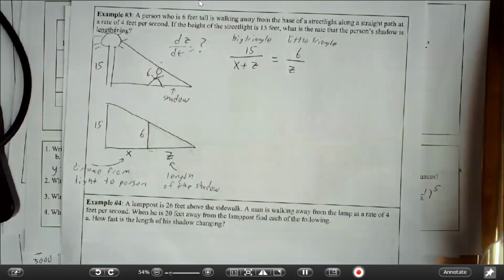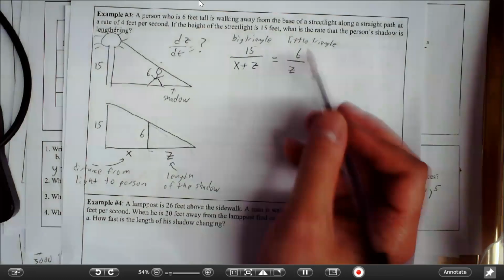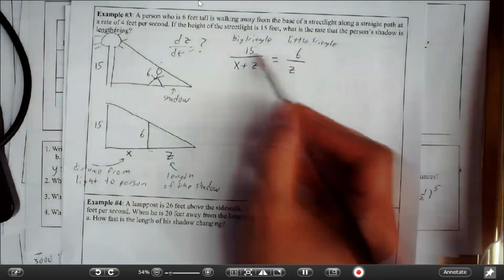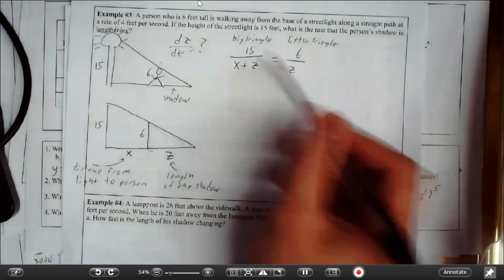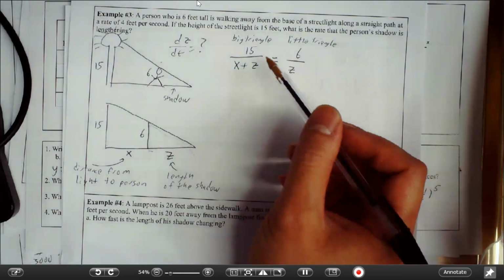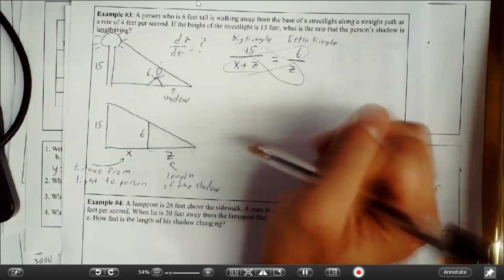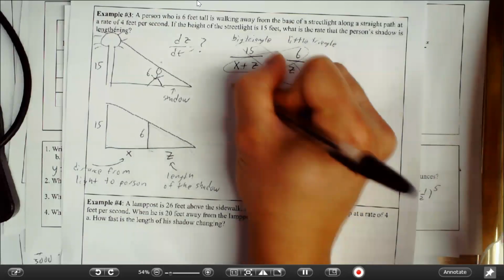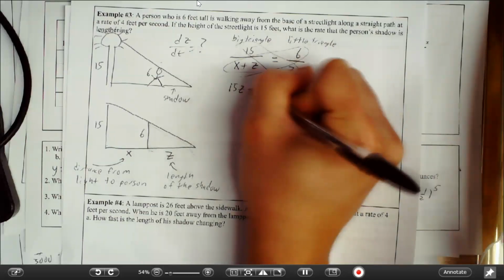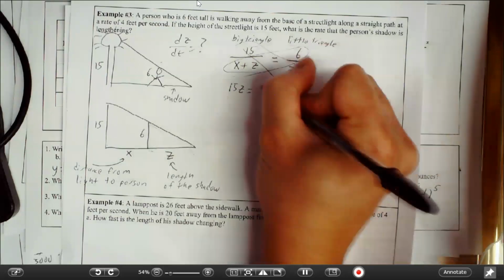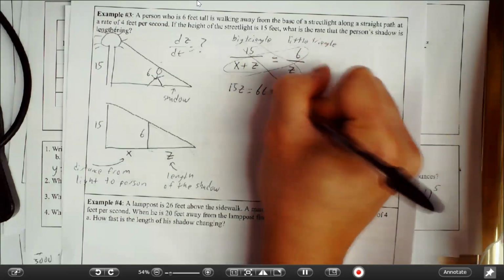So now what am I going to do is what I normally do when I get a proportion. What am I going to do? No, we're just going to cross multiply. Like going back to geometry, we're just going to cross multiply. And I get 15z is equal to 6 times x plus z.